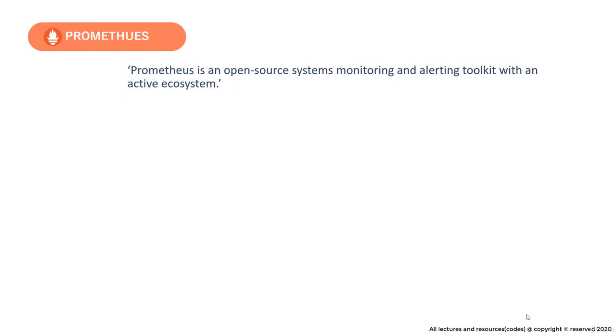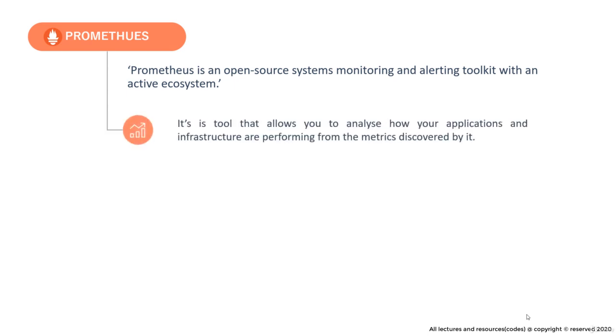It is an open source metric-based monitoring system that collects metrics from the targets being monitored by scraping HTTP endpoints on the targets. Using Prometheus, you can analyze how your applications and infrastructure are performing by learning from the metrics discovered by Prometheus. Most Prometheus components are written in Go language, which makes them easy to build and deploy as static binaries.